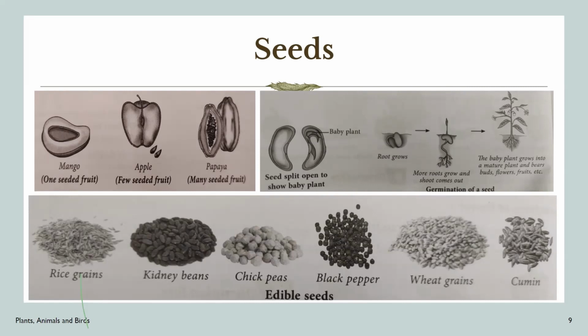Now, when you sow the seed in the soil, through the soil the seed receives the correct amount of water, air, warmth, whatever it needs. The baby plant grows. You can see the root. Then more roots grow and shoots come out. You can see a small root. Ma'am, can you explain again? Because the internet was not there.